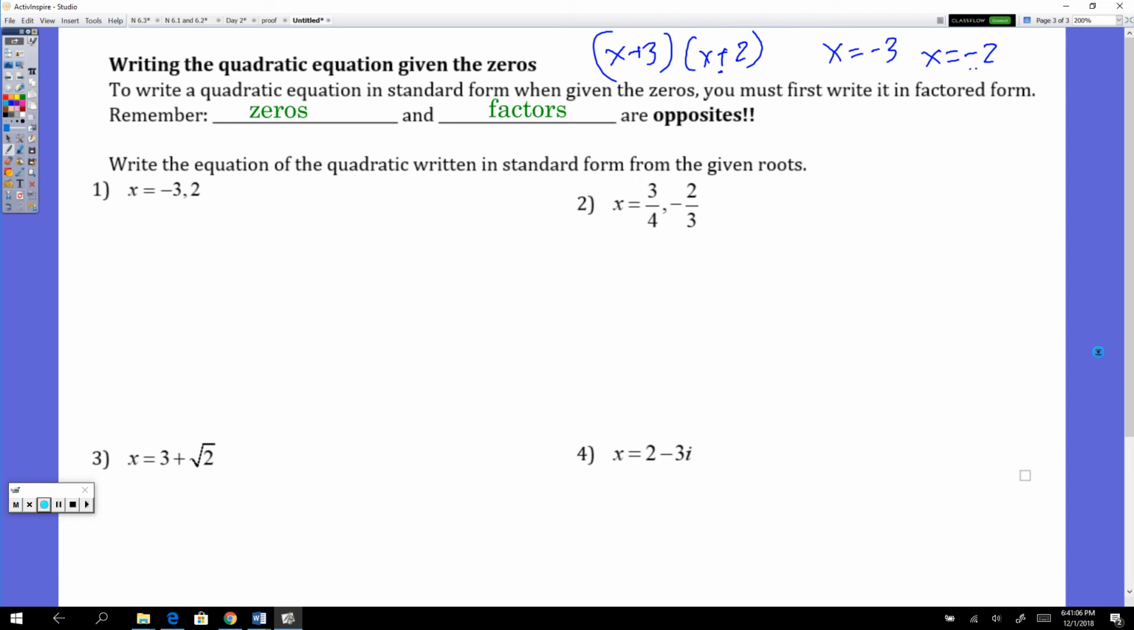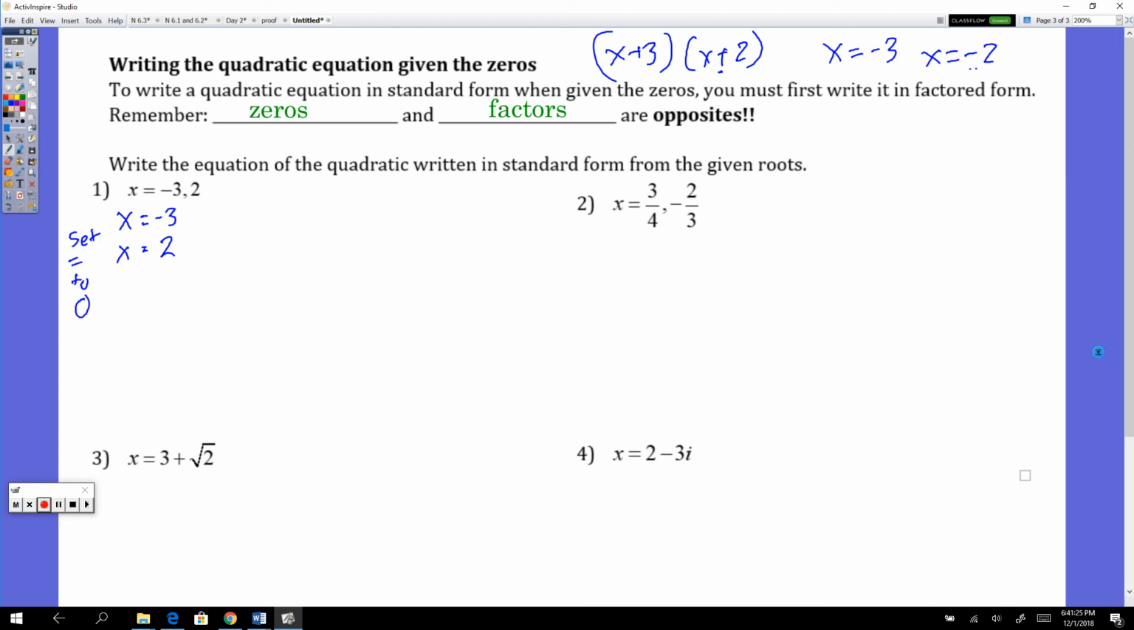So for this one here, when I tell you that x is equal to -3 and +2, basically I'm saying this. And now we're going to work backwards through that. So now we're going to set this equal to 0.